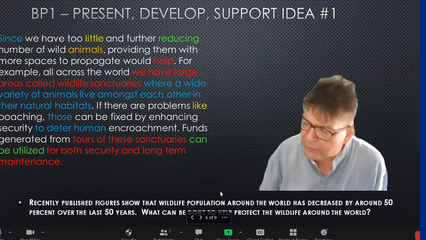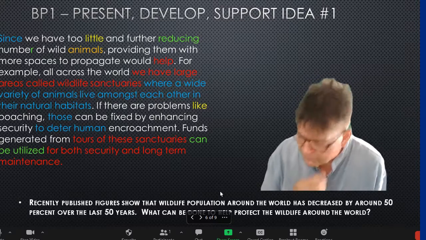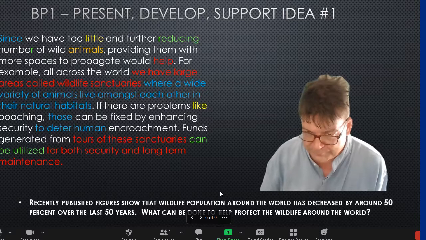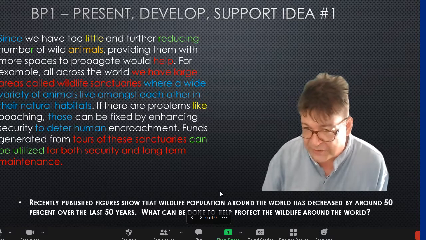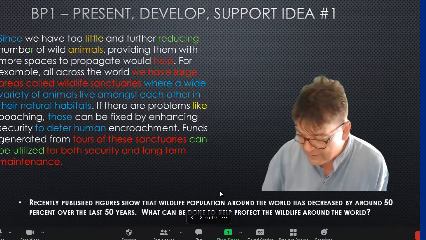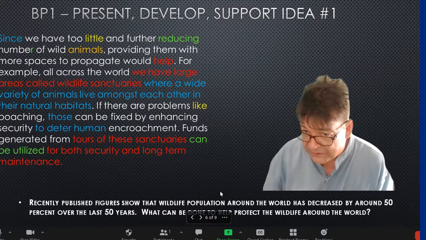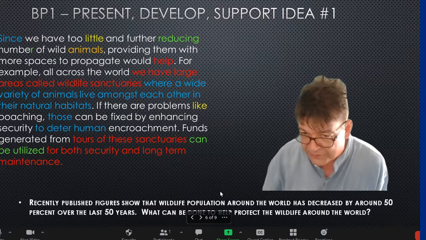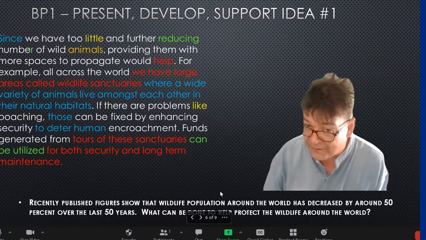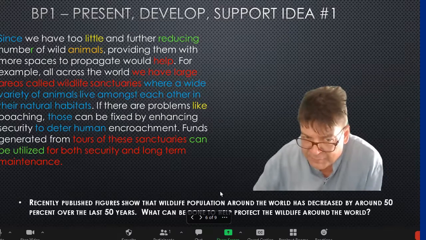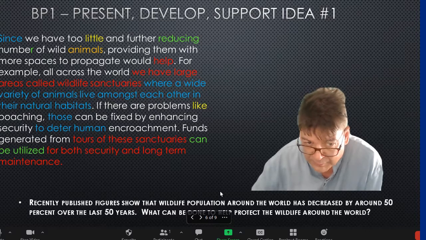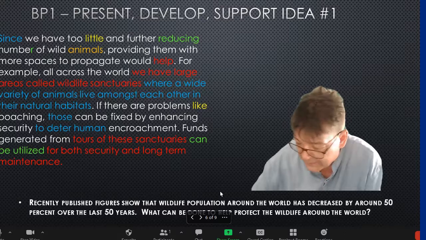I would have gone with: "When we look at Chernobyl, a region where there was a devastating nuclear accident in the 1980s, wildlife that has not been seen in centuries has returned and thrived in a place where humans once existed." "Funds can be generated from tours of these sanctuaries. Funds generated from tours of these sanctuaries can be utilized for both security and long-term maintenance."